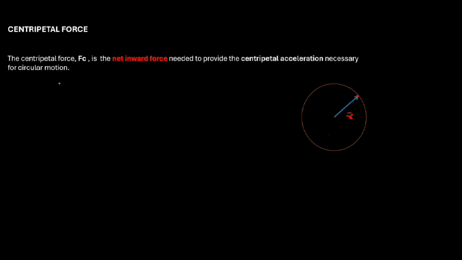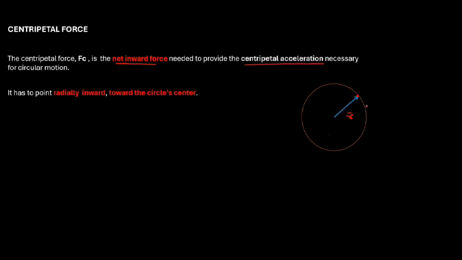Now, when an object is moving around a circle with a fixed radius, let me call this radius r bar. In order to keep this object around the circular path, you need a net inward force, and that force is called the centripetal force Fc. So you can define centripetal force as the net inward force needed to provide centripetal acceleration necessary for circular motion. This is the force that will keep the object in its circular path.